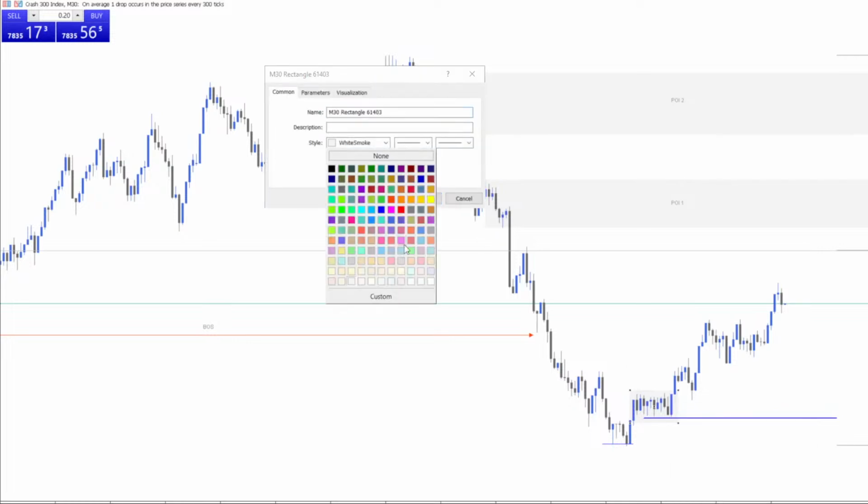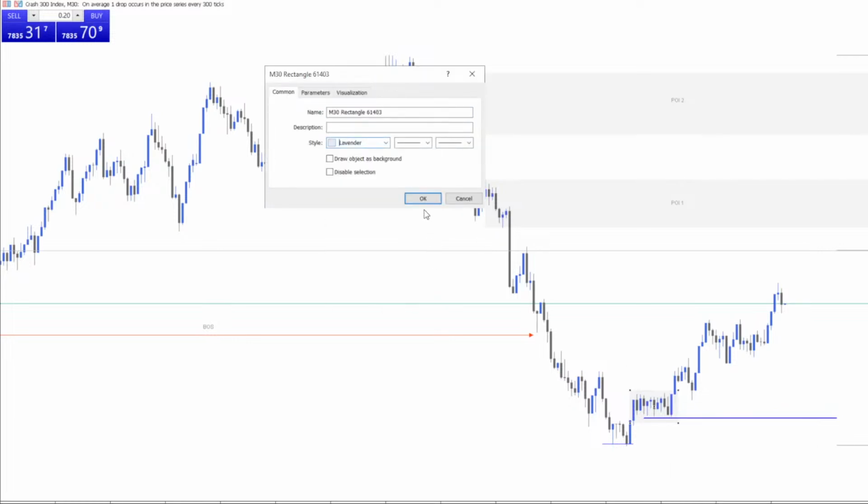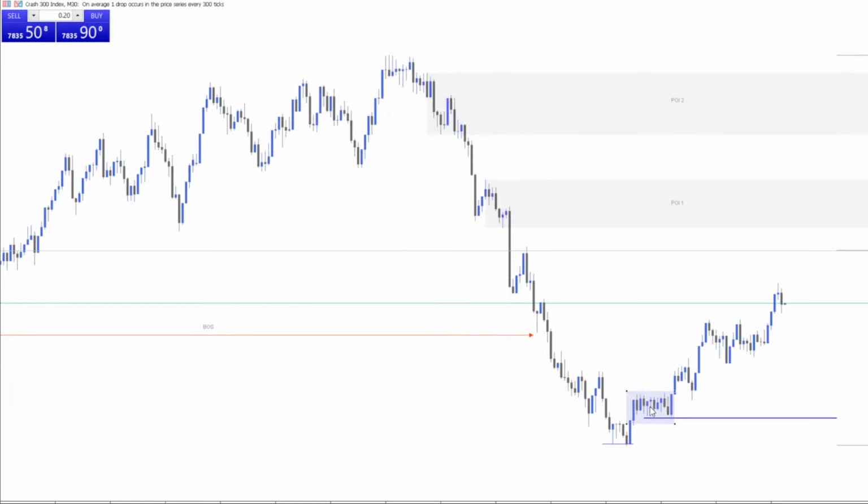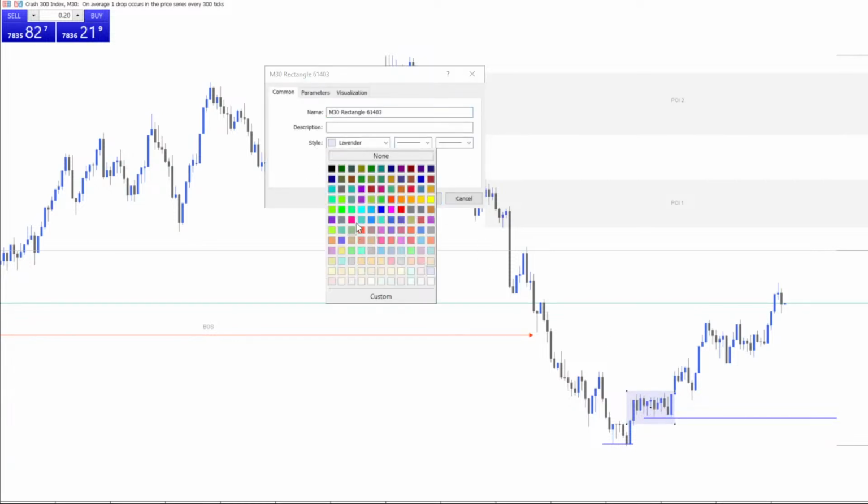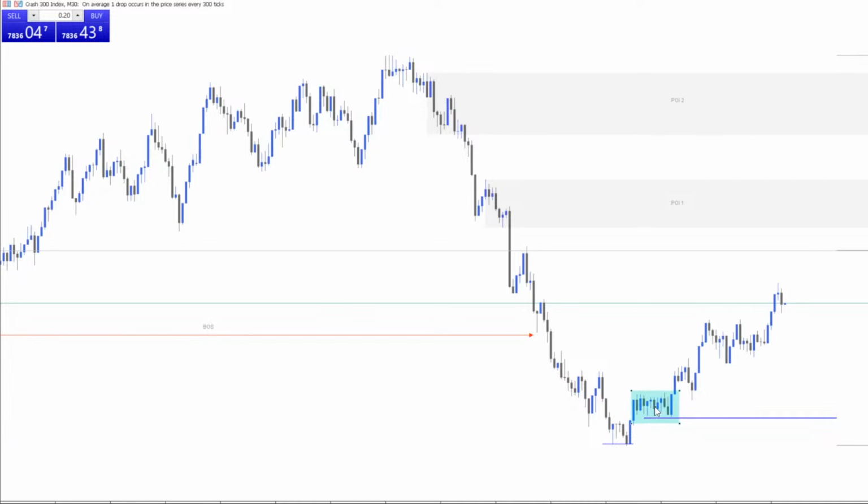Let me change the color, something blue, since this color is not bright. All right, we see this consolidation right here, right? And what happens next? There is an internal break of structure, right? You see that internal break of structure here. The equal highs got taken out, and then price retraced back into a zone, right? So we see now that price has shifted internally to the upside.